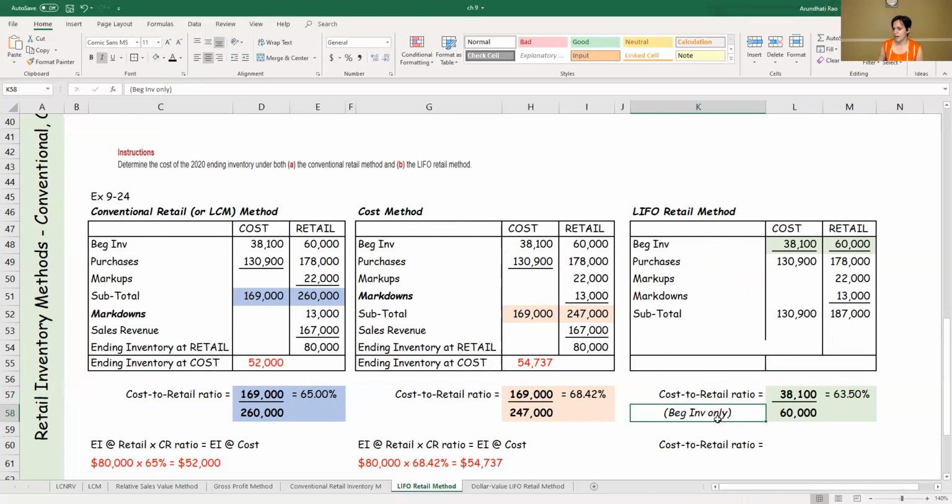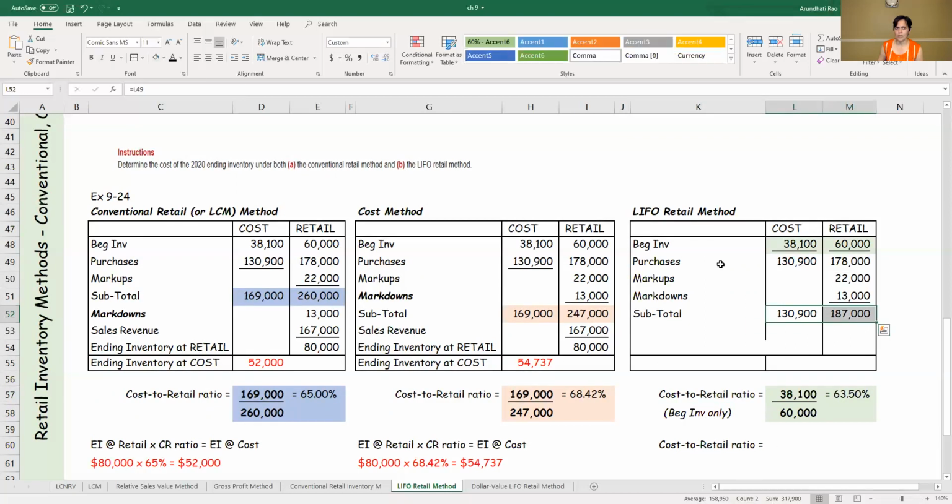So now for the current year, I'm going to do another calculation. So now I'm looking at only these two numbers. This is from the current year.